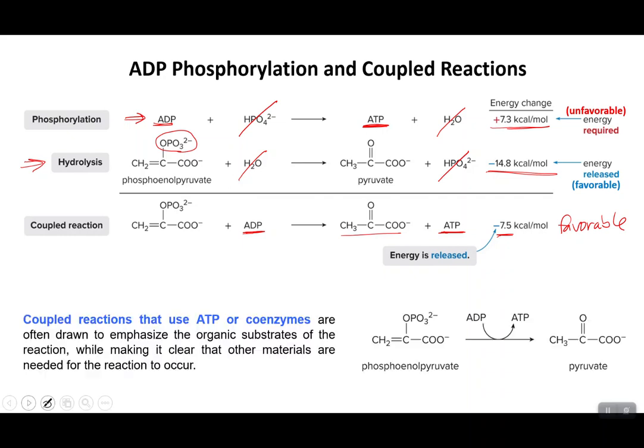I want to make a quick note here that when reactions are coupled or when it uses coenzymes, as we will see in another video, using NADH and FADH2, when we write these chemical or biochemical reactions, we will often draw it with a curved arrow, meaning the coupled species or the coenzymes will appear in the curved arrow so that we can place our emphasis on the organic molecules that are being converted.